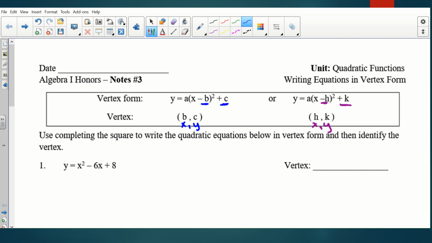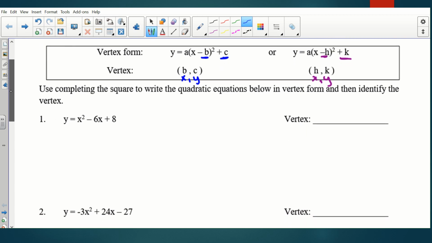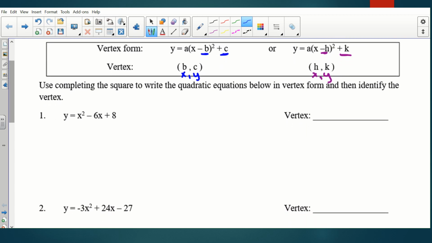So let's get started. Looking at number one, we're going to use completing the square to write the quadratic equations below in vertex form and then identify the vertex from it. So if I'm looking at number one, remember yesterday we never worked across an equal sign, really because we didn't have one there. So we're going to assume that the same thing is going to happen today. We are not working across an equal sign. We're keeping everything on one side of our equation, and we're going to use the complete the square method this way.